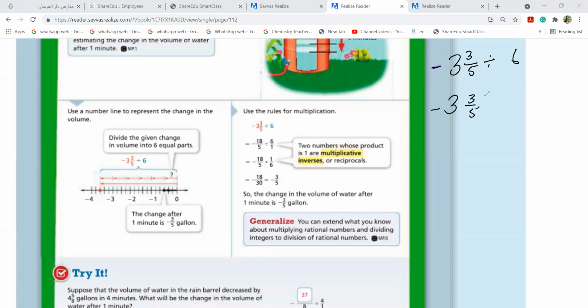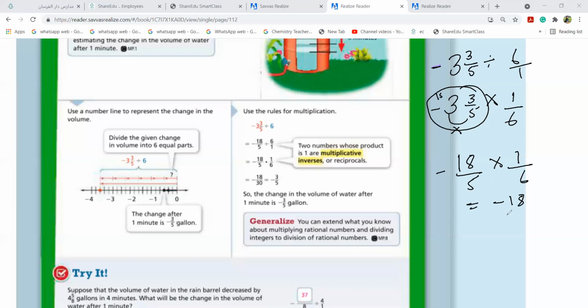3/5. Okay, the question becomes multiplication, and 6/1 flips to 1/6. Actually, there is nothing written in the question, but when there is nothing, that means the denominator has to be 1. So then you flip it and you get 1/6. Now, open this. 5 times 3, 15, plus 3, 18/5. Remember how to open them? You multiply 5 times 3, 15, and then plus 3, you get 18/5 times 1/6.